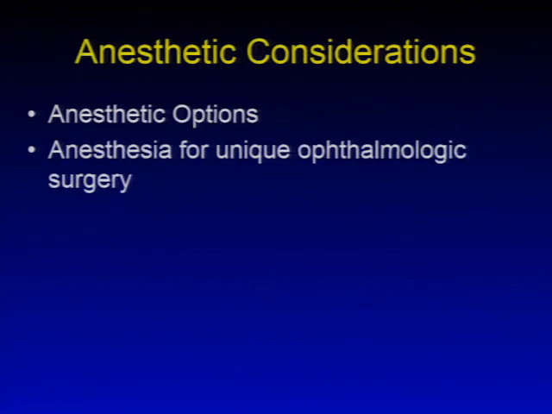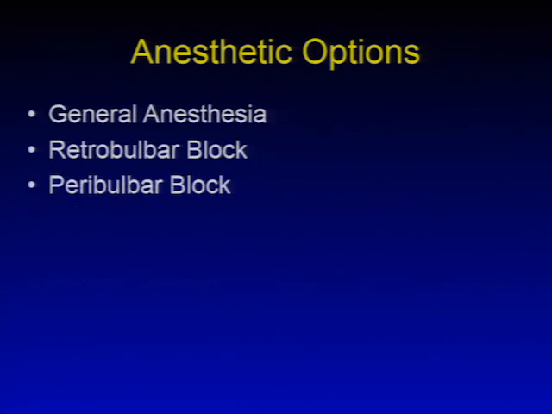For the remainder of the lecture, I will talk about the following two topics: anesthetic options and anesthesia for unique ophthalmologic surgery. So, the anesthesia options, there are three. There is general anesthesia, there is retrobulbar block, and there is peribulbar block.